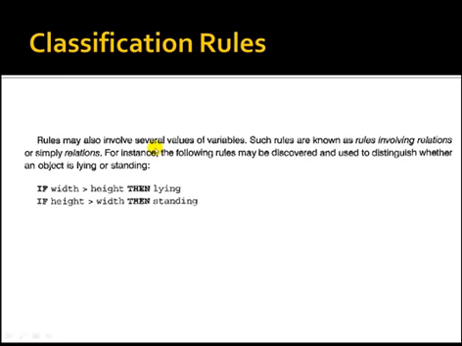Rules may also involve several values of variables. Such rules are known as rules involving relations or simply relations. For instance, the following rules may be discovered and used to distinguish whether an object is lying or standing. So like you take a picture of an object and then you want the computer to decide whether it's lying or standing. Maybe it's a person, I guess. So if width is greater than height, then lying. That's a rule. Maybe that's not true, but that's a rule. If height is greater than width, then standing. Or I should say maybe it's not always true.